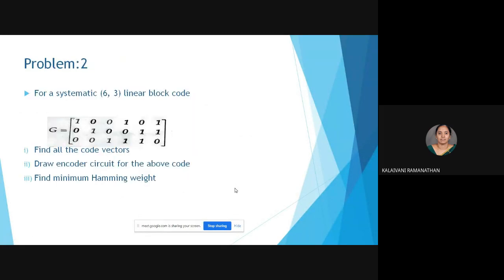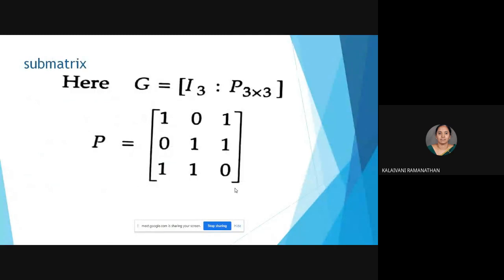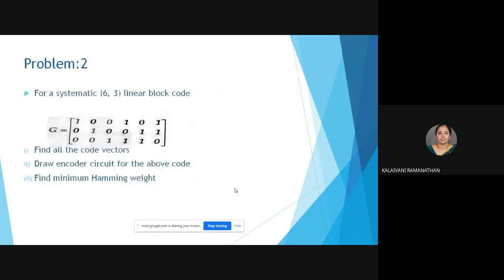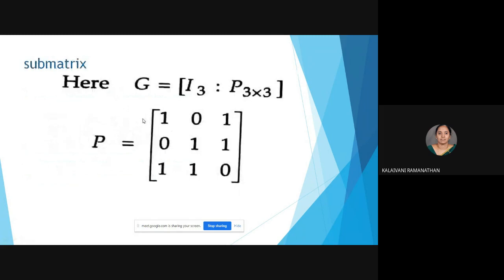The next problem: for a systematic 6,3 linear block code, the generator matrix is given. Find all the code vectors, draw the encoder circuit for the above code, and then find the minimum Hamming weight. So here G is given by I3, P3 cross 3. From the given data, that is G, you will note down that this is your P matrix. So P matrix is given by 1 0 1, 0 1 1, and then 1 1 0.